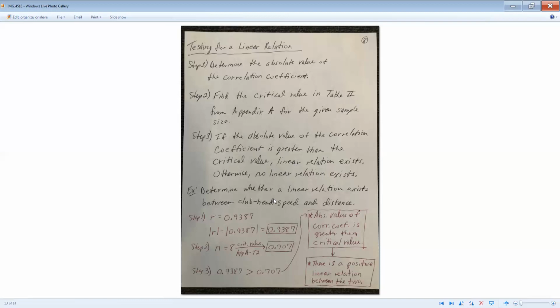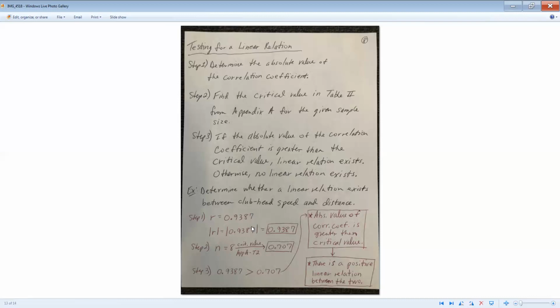So determine whether a linear relation exists between the club head speed and the distance. We already calculated the correlation coefficient to be 0.9387. Take the absolute value of that, it's still going to be 0.9387. It really matters when you have a negative value, they want the positive value. So no matter what correlation coefficient you have, they want the positive representation of that number.